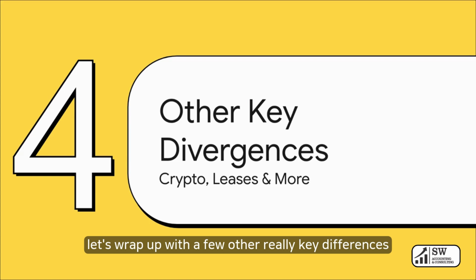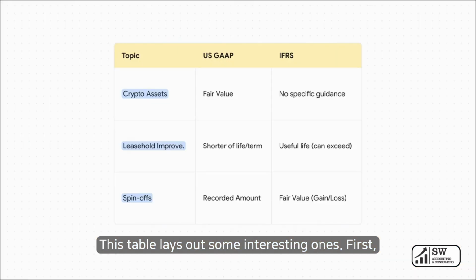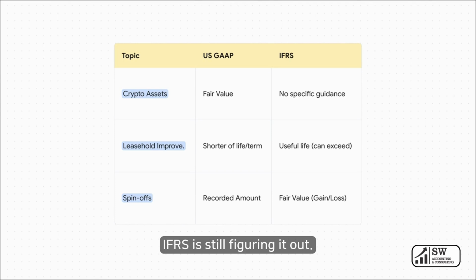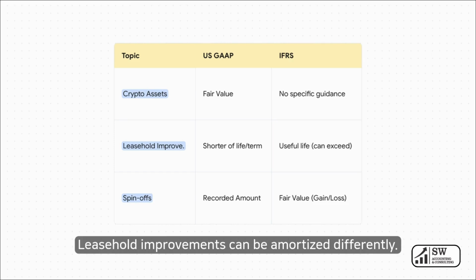Okay, let's wrap up with a few other really key differences that you'll definitely run into, covering everything from crypto to spin-offs. This table lays out some interesting ones. First, U.S. GAAP now has specific rules for some crypto assets, pushing them to fair value. IFRS is still figuring it out. Leasehold improvements can be amortized differently.